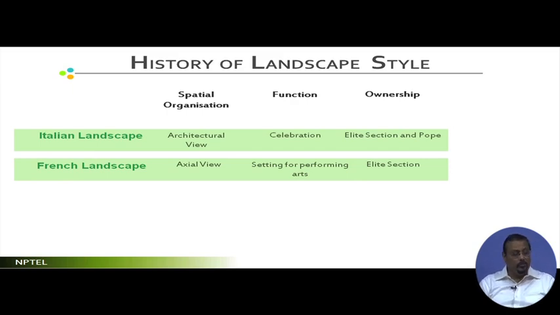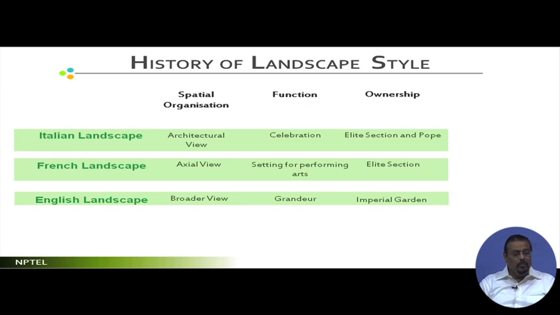French landscapes, it was axial view, like a cross, very clear, very axial. They were a setting for performing arts, blended within it. Of course, the ownership was of the elites. English landscape, it was a broader view, because it goes into the rolling grounds, the countryside, the broader view. Function was grandeur, and the ownership was of imperial groups. Imperial gardens were essentially the rulers', they used to have it.